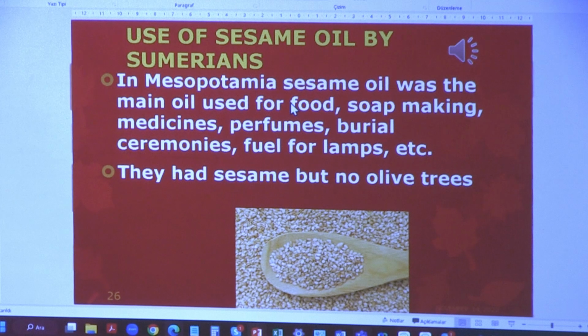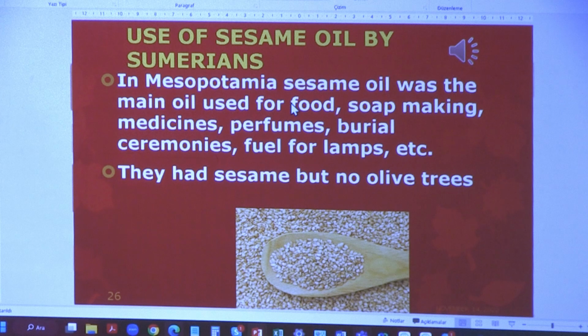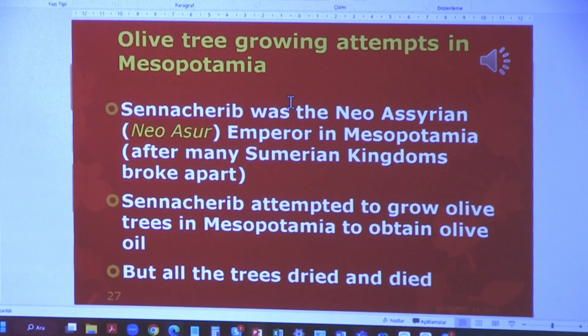And they also used it as fuel instead of candles. They used it for the small lamps, kandil in Turkish. So it was very popular, an important ingredient for Sumerians. Now, of course, when something is used commonly by everybody, the kings, like today the presidents in various countries, try to keep the price of that material low.